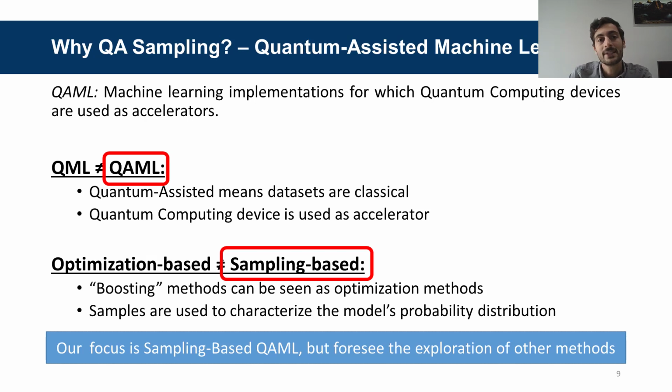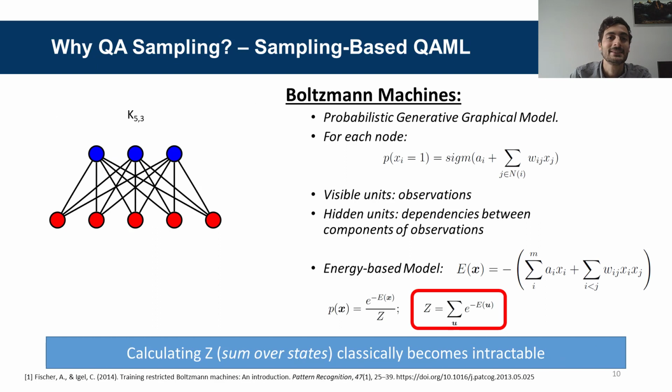Now, the golden example of sampling-based QAML starts with Boltzmann machines. We can use these probabilistic generative graphical models to model training data, as long as we can set the parameters on nodes and edges of the model to maximize the likelihood between the model's distribution and the data distribution. This, however, turns into a really hard task because exactly calculating the model's distribution at any point during training means calculating the partition function term that I highlight here. You have to try every single configuration, which becomes intractable with the size of the problem.